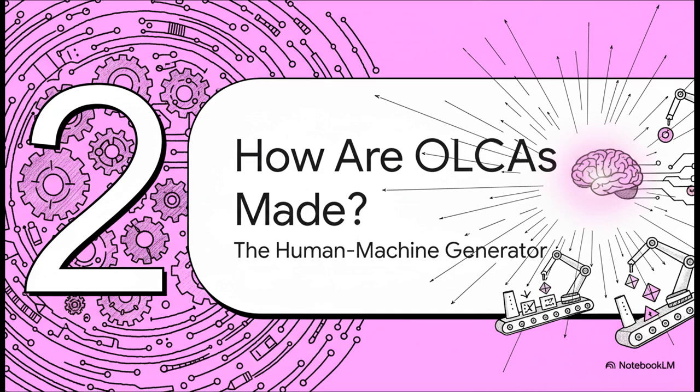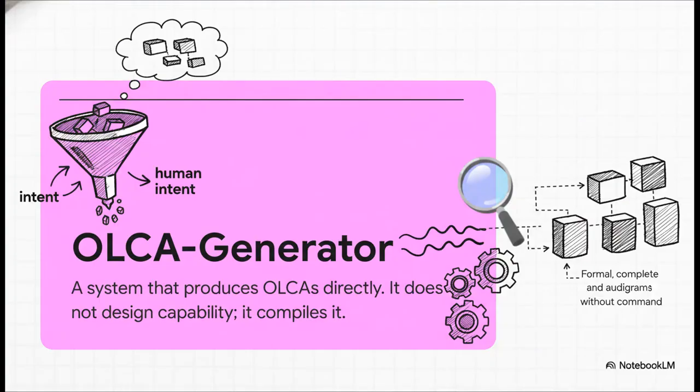All right, so this all sounds incredibly powerful, almost like magic. But where do these perfect objects even come from? It turns out that how they're made is just as crucial as what they actually are. They get made by something called an OLCA generator, and you really have to pay attention to the specific language here. The generator doesn't design the capability, and it certainly doesn't invent it. It compiles it. Think about it like a software compiler. A programmer writes human-readable code, and the compiler turns that into a perfectly structured executable program. The OLCA generator does the same thing. It takes human intent and compiles it into a formal, complete, perfect object.